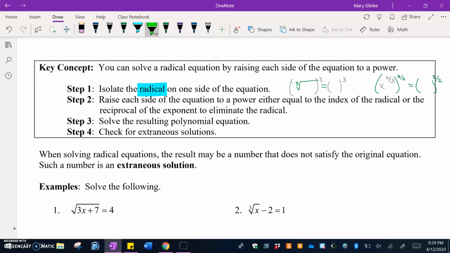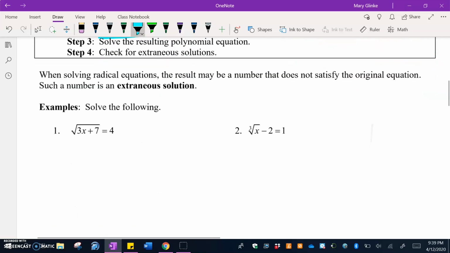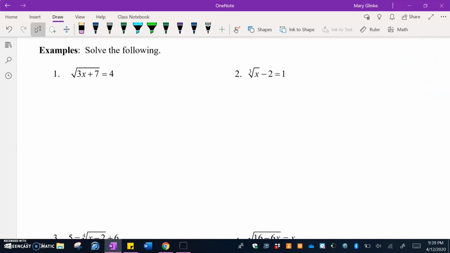Okay, so that's what this next step 2 is saying. You want to raise it to the power equal to the index, which is the third power in our first one. Or the second thing is saying the reciprocal of the exponent. So the 2/3, the opposite operation would be the 3/2 power on both sides. You're going to solve whatever is resulting from that, and then you have to always check your answer. Let's go ahead and see what this looks like in a couple examples.